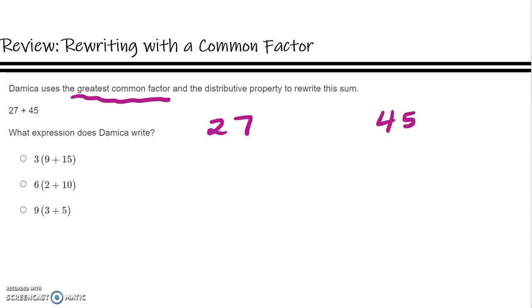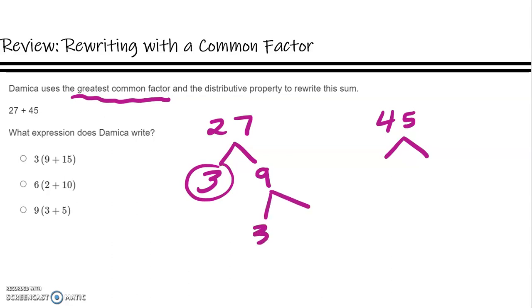When we learned this, there's a couple ways to do it. I like to do the prime factorization of each number and then see what they have in common. So I know the first thing that comes to my brain with 27 is 3 times 9. 3 is a prime number, so that path ends. And then 9, two factors are 3 times 3. So all of my paths end for my tree for 27.